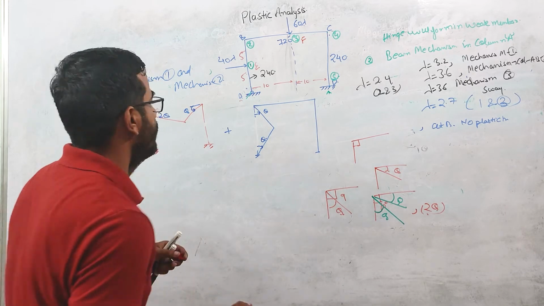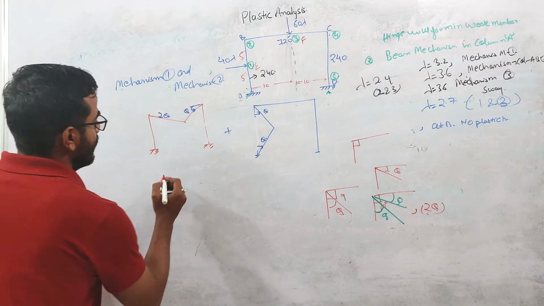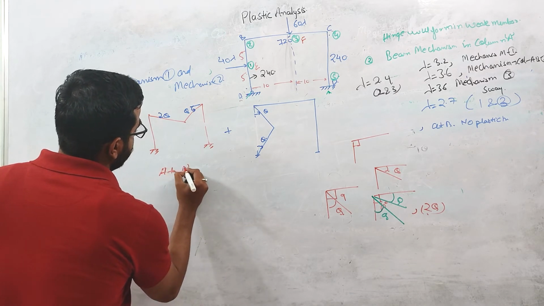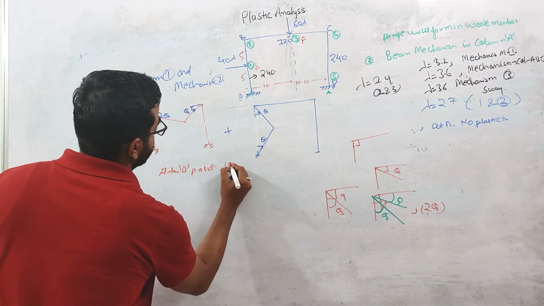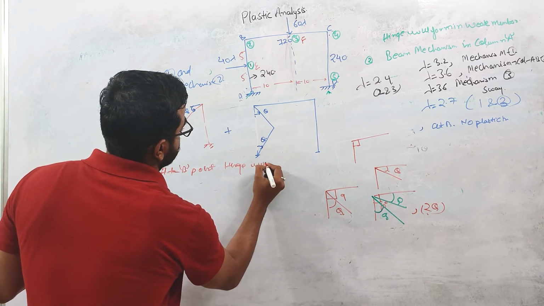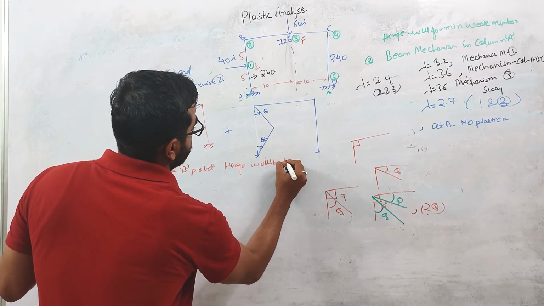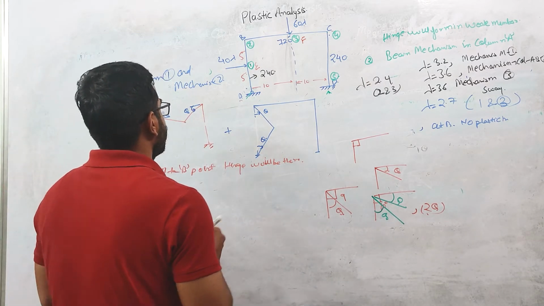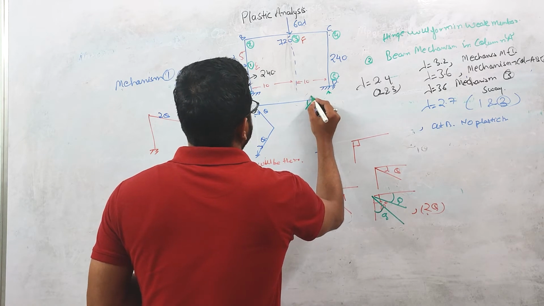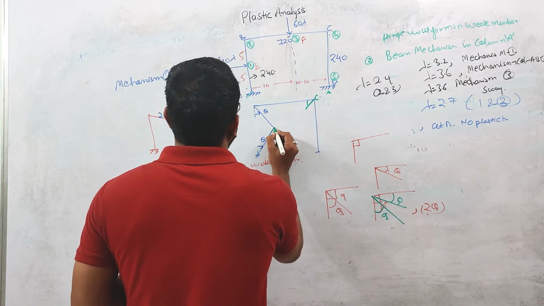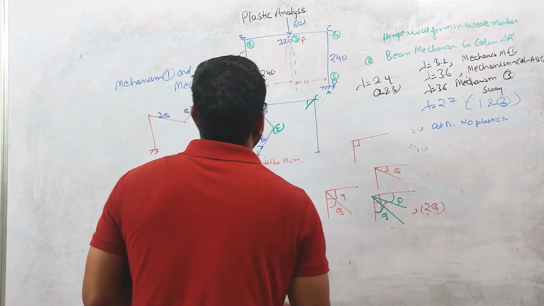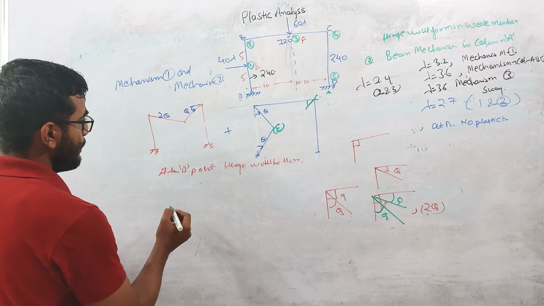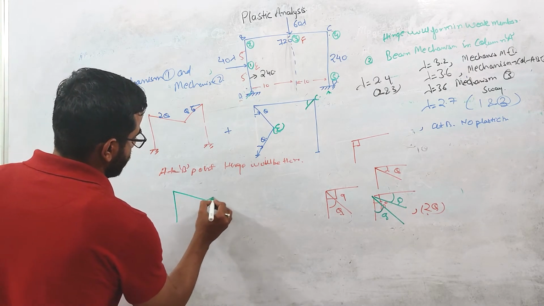So at this B point we will have a hinge. Similarly, a hinge will form at C point, and the rotation will be theta at this point. A hinge will be there at C point, and a hinge will also be there at this E point. So if you combine these two mechanisms, it will look like this.